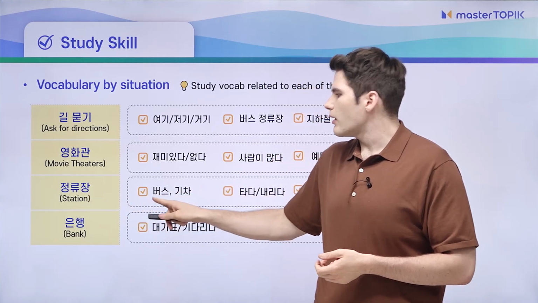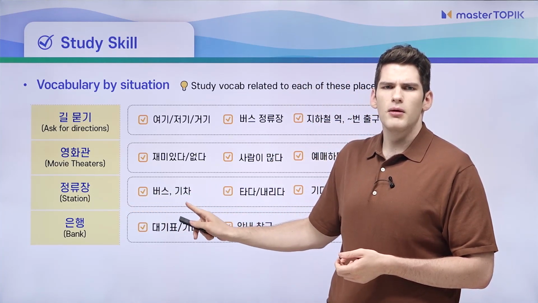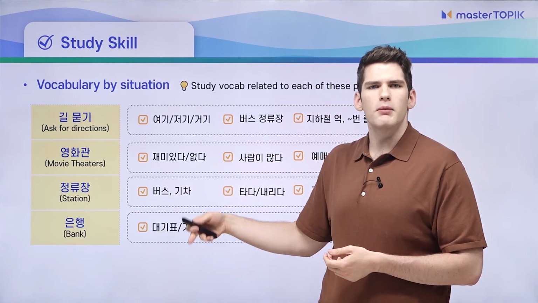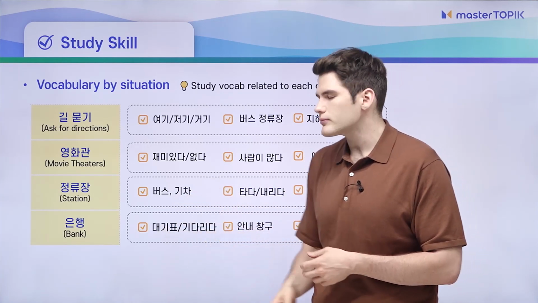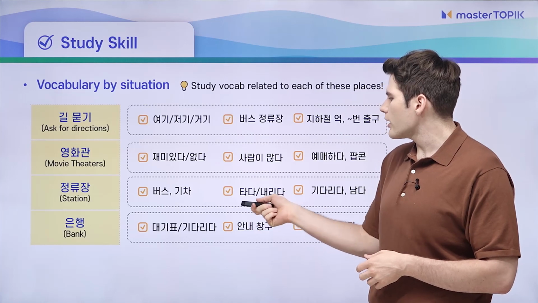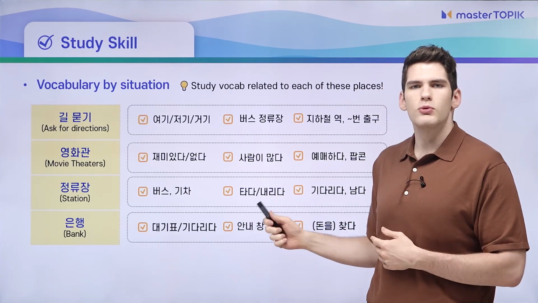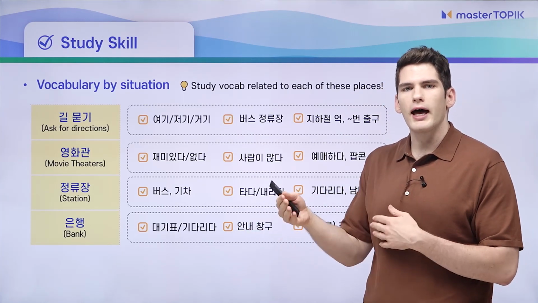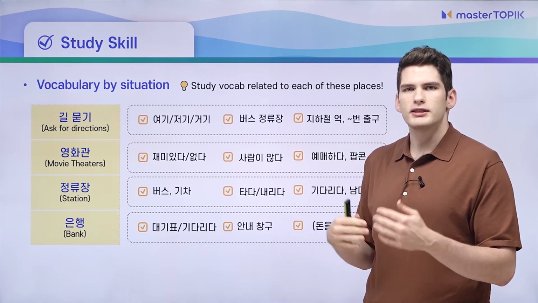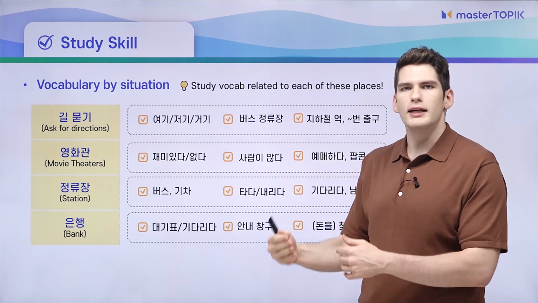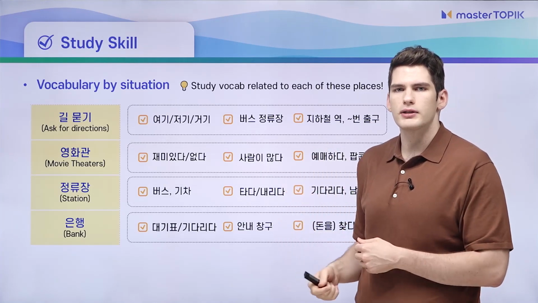All right, we talked about 정류장s before. 정류장 for the stations, we have 버스 and 기차, but really more often we say 버스 for 정류장, and then 기차 would be more 역, right? And then for transportation, we say 타다 when we get on, and 내리다 when we get off. So 버스를 타다, 지하철을 타다, 지하철을 내리다, 버스를 내리다, things like that.